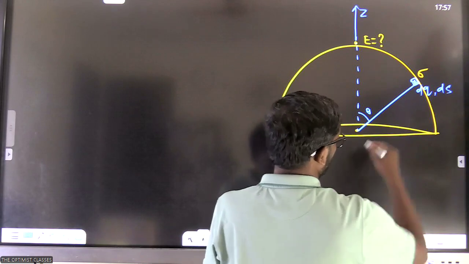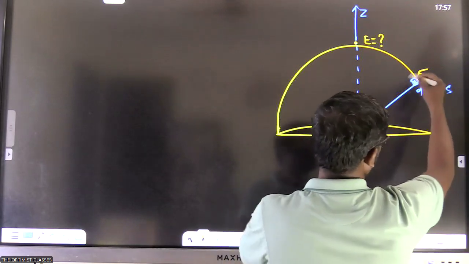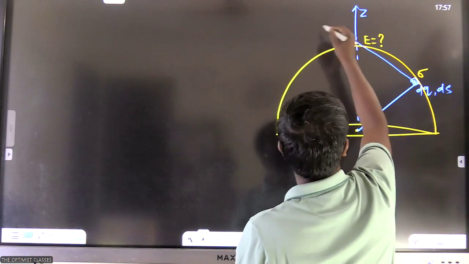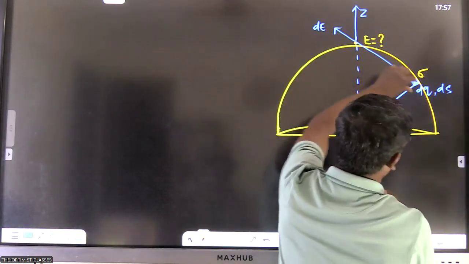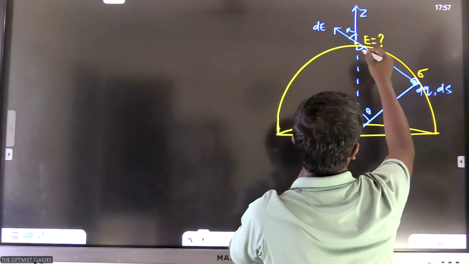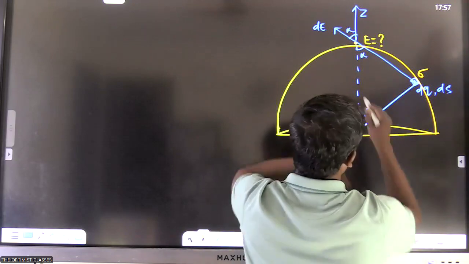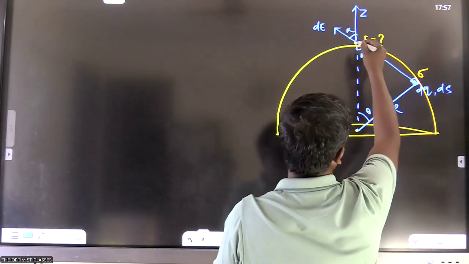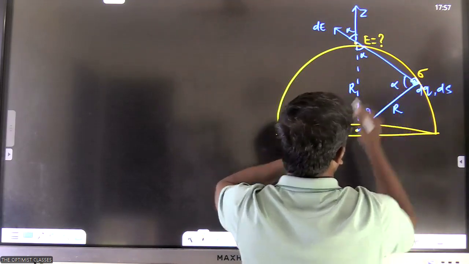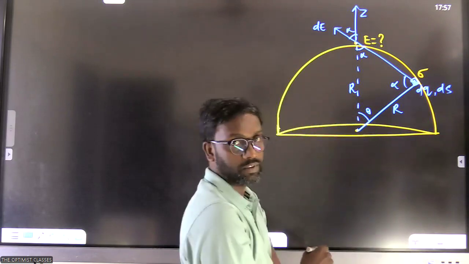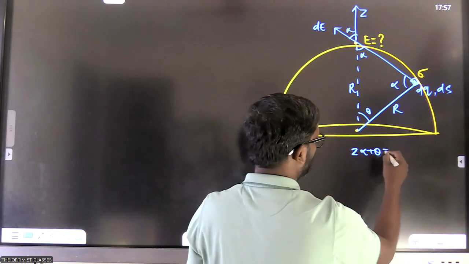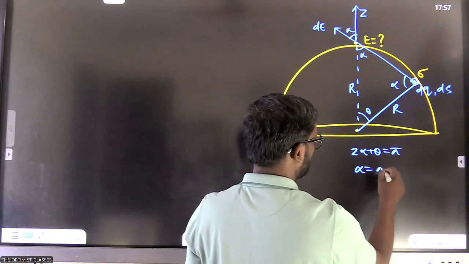Because of this element, if you calculate the field here, the direction of the field will be something like this. Let's say the field because of this elementary charge is dE, and let's say this angle is alpha. This angle will also be alpha, since this side and this side are equal, both r, as this point is just above the surface. This angle we have taken to be theta. The sum of the three angles is 180 degrees, so 2 alpha plus theta equals pi. Therefore alpha equals pi minus theta by 2.